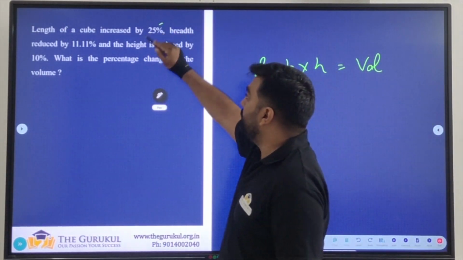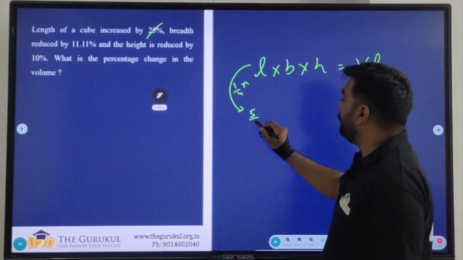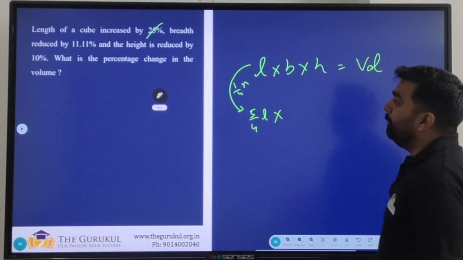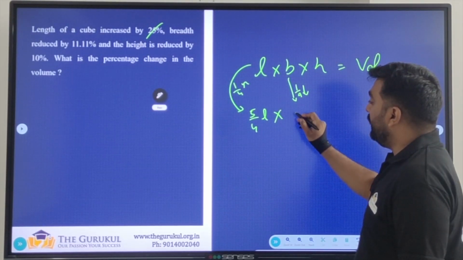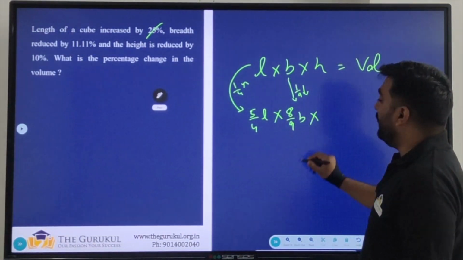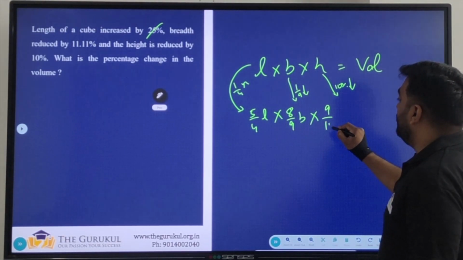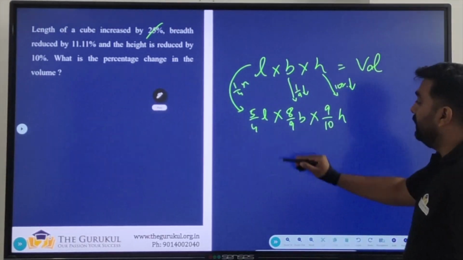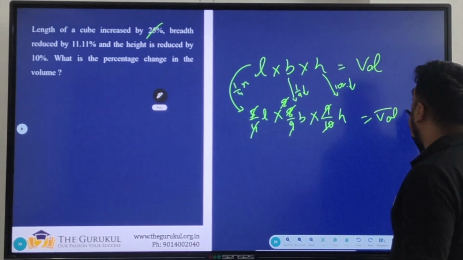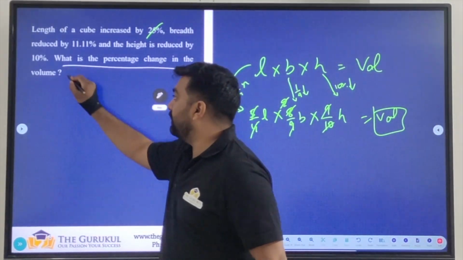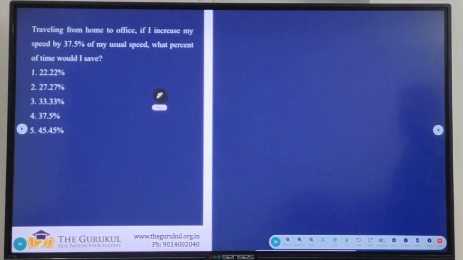Now length increased by 25%, that will become 1 by 4 increase, so 5 by 4 L into breadth reduced by 11.11%, which is 1 by 9 decrease, so it will be 8 by 9 B multiplied with height reduced by 10%, 10 percentage decrease, 9 by 10 H. Now 4, this will be 2, 5 into 2, 10, 9 into 9. So volume remains same. What is the percentage change in the volume? 0% increase or decrease. Next one.